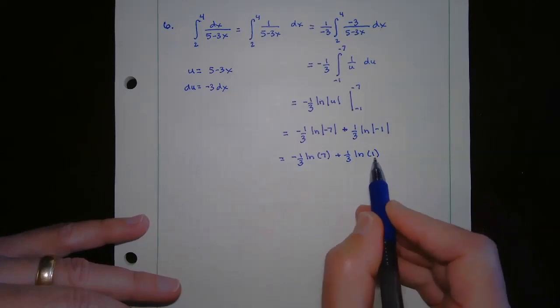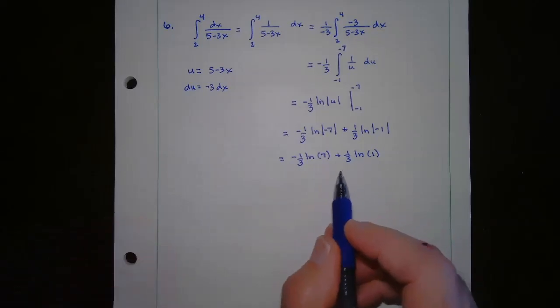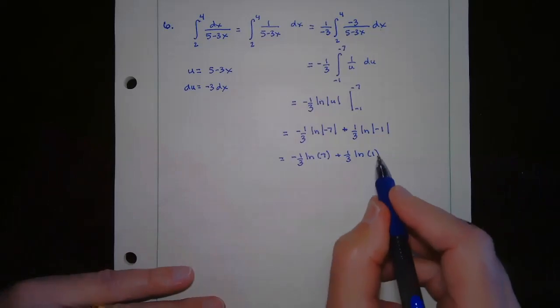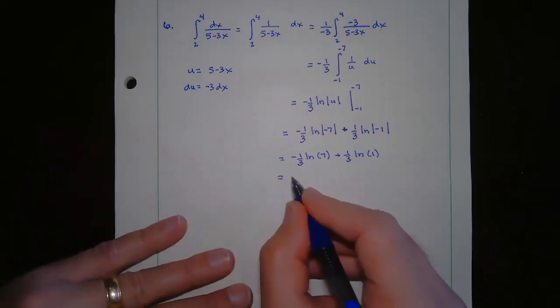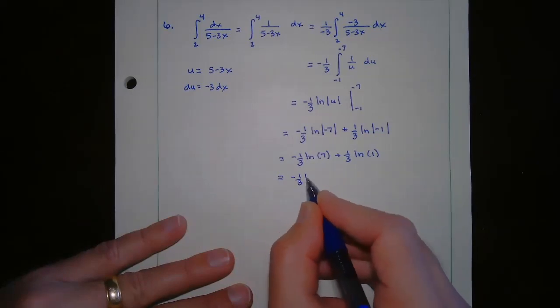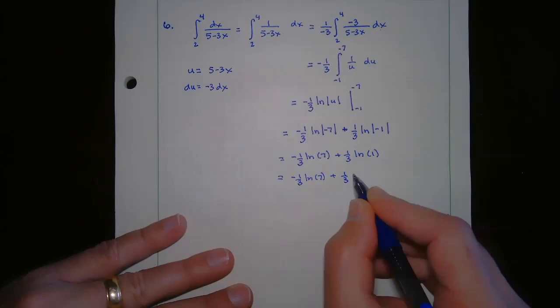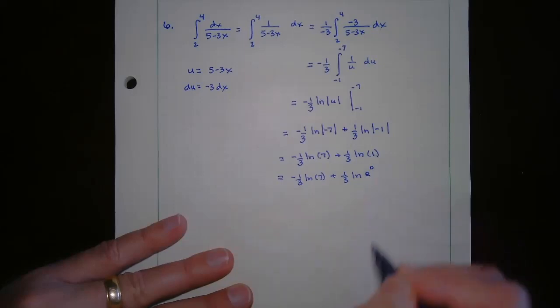Okay, now the natural log of 1, we want to be able to evaluate this, right? Because if you look, your answers aren't there, right? And this is a correct answer, okay? It just, this one can be simplified a little bit more, okay? Because this is equivalent to negative 1/3, the natural log of 7 plus 1/3, the natural log, and 1 needs to be rewritten as e to the 0 power, because e to the 0 is the same as 1.